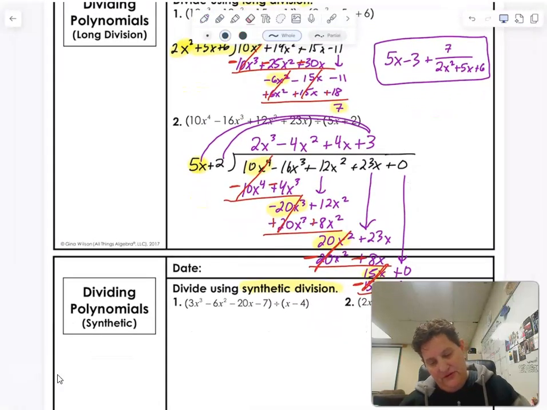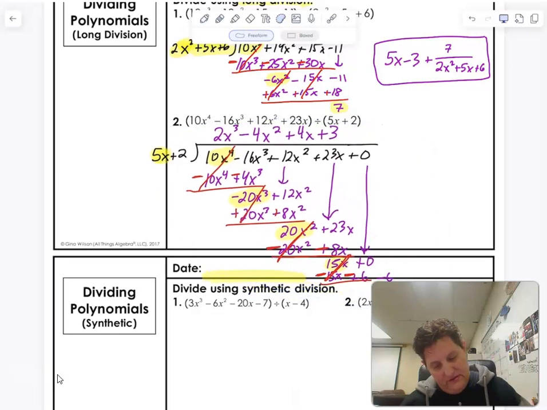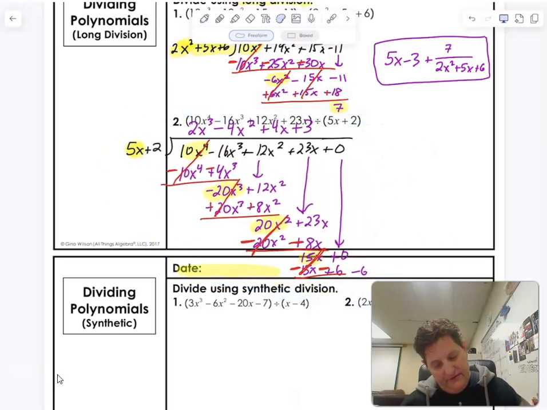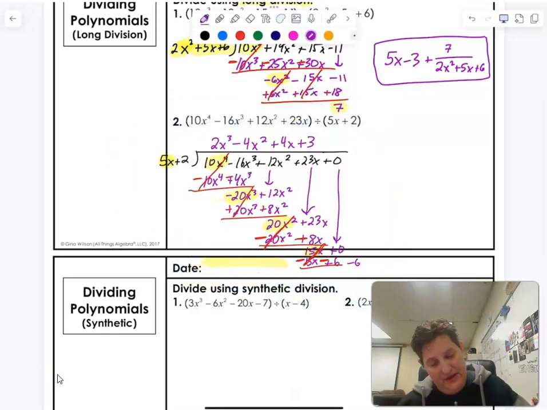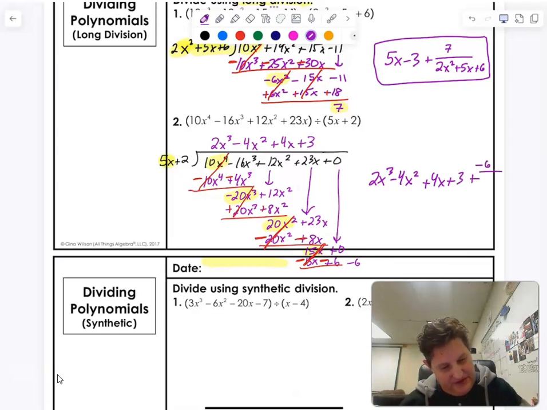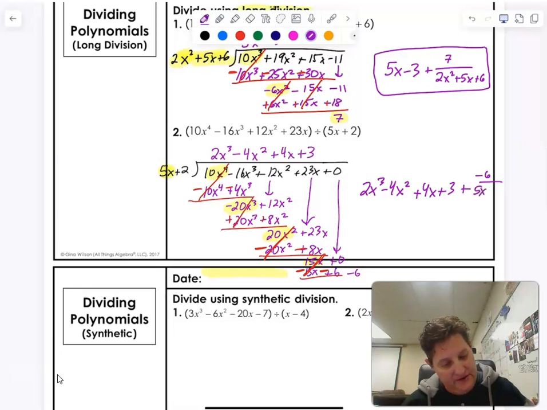Okay? So let's look at how you write the answer for this. My goodness, I have like no space. All right, move it over to here. Make it a little bit smaller. There you go. Okay, so the answer is 2x to the third minus 4x squared plus 4x plus 3. And then the remainder, negative 6 over, give myself enough room there, the thing I was dividing by, 5x plus 2. Okay?